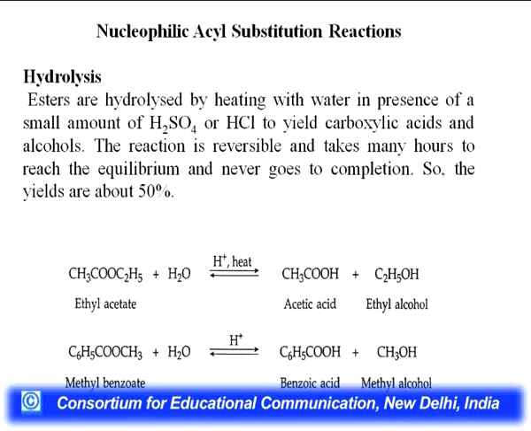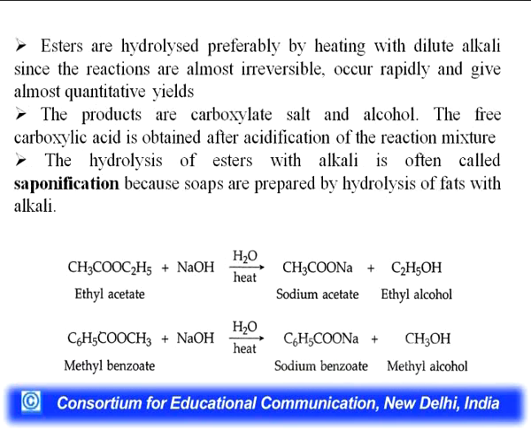The first reaction I am taking here is hydrolysis. Esters are hydrolyzed by heating with water in the presence of a small amount of H2SO4 or HCl to give the carboxylic acid and alcohol. This is a reversible reaction. So, it can take many hours to reach equilibrium and never goes to completion. So, the yields are about 50%. You can see after hydrolysis ethyl acetate will give you acetic acid and ethyl alcohol, and methyl benzoate will give you benzoic acid and methyl alcohol.